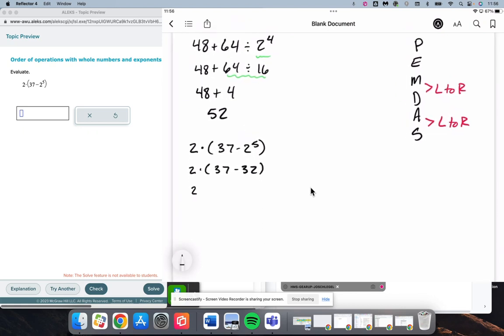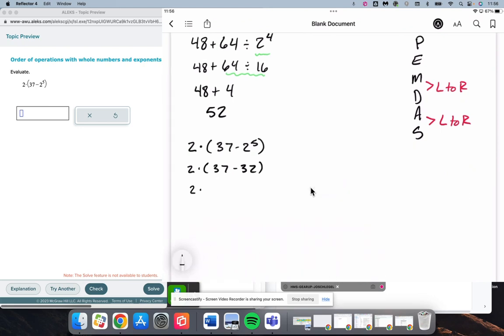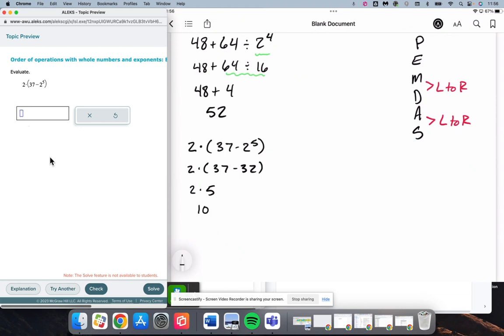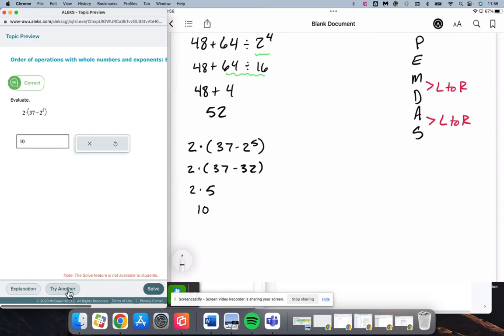So 37 minus 32 is 5. And I don't need the parentheses on there because all the operations have been done. So 2 times 5 is going to give us 10. Okay.